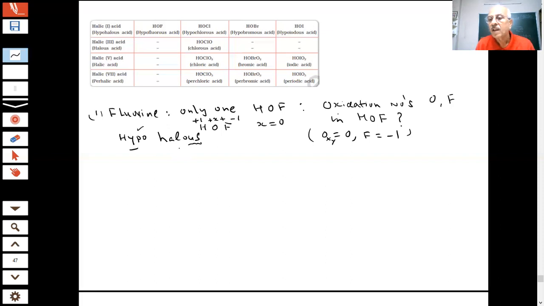Fluorine is forming only one oxide only. Another important point I mention here: F forms only one oxo acid. I don't have any other. What is the reason that fluorine forms only one? Sir, because it has a very high electronegativity and a small size. That's why. Most electronegative element. So that's the story.